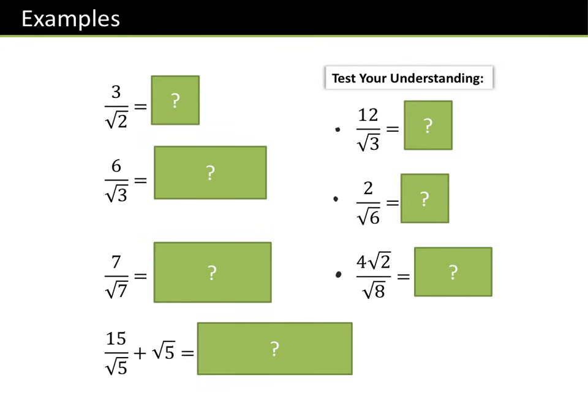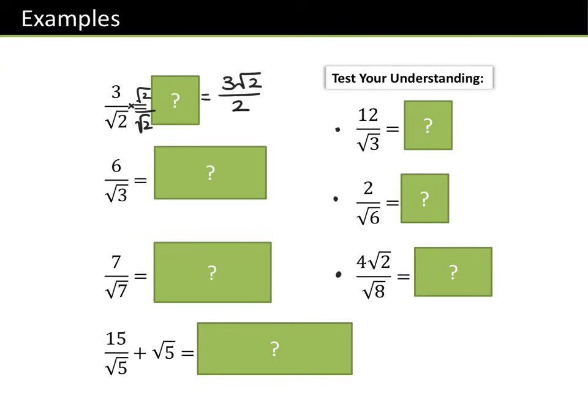So, 3 over root 2. Yes, I'm going to multiply that by root 2 over root 2. Okay? So we're going to get 3 root 2 over root 2 times root 2 is 2. So there's the answer.